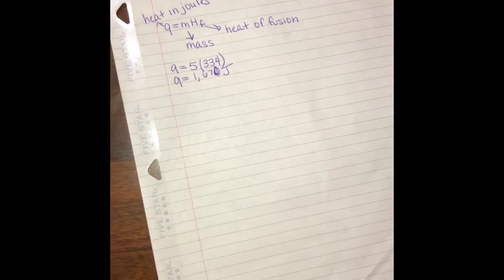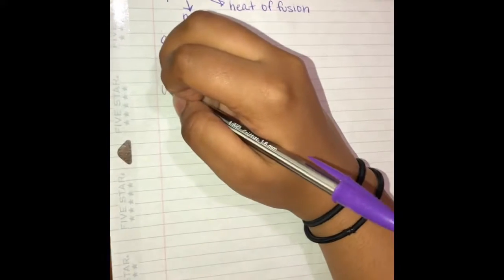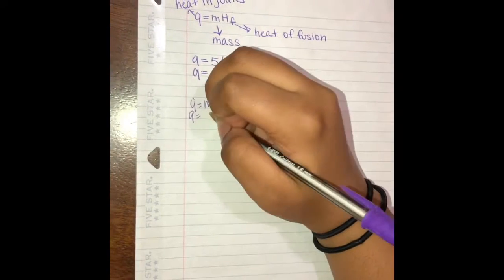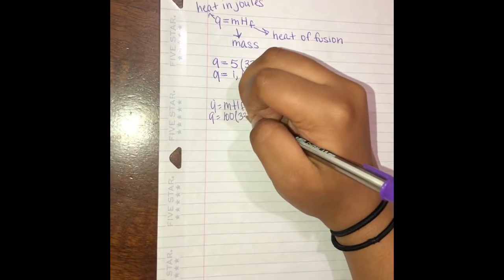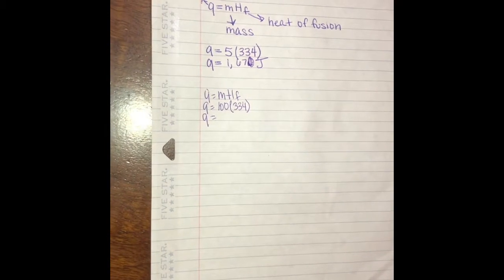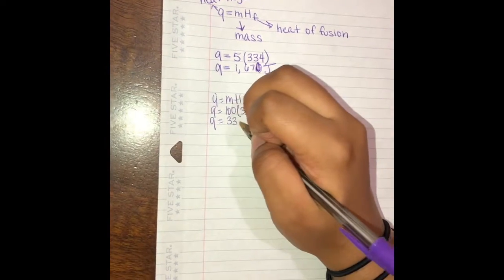Heat is added to a 100-gram sample of H2O solid to melt the sample at 0 degrees Celsius. Then the resulting H2O liquid is heated to a final temperature of 75 degrees Celsius. Determine the total amount of heat required to completely melt the sample. So this is heat of fusion. So Q equals m times Hf. Q equals the mass, which is 100, times Hf, which is 334. So Q equals 33,400 joules.